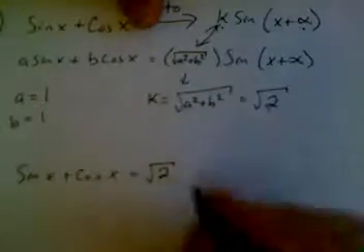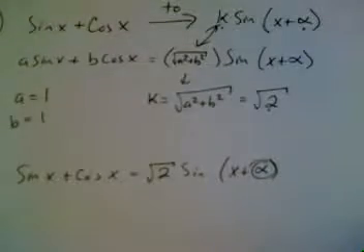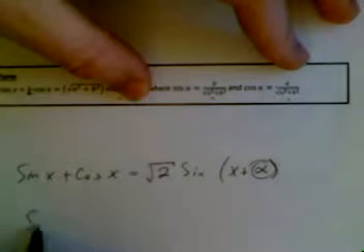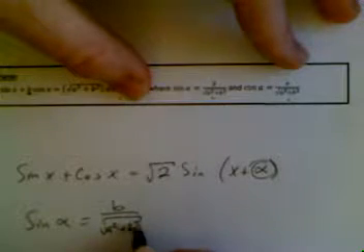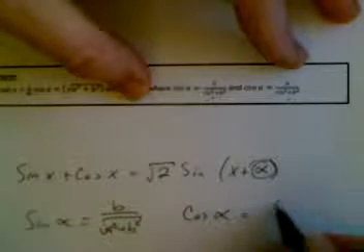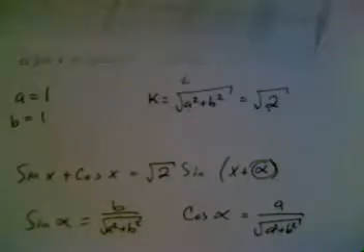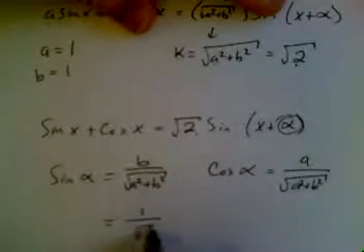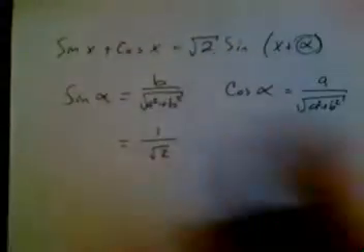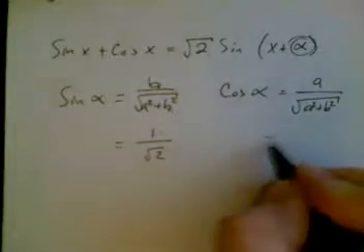The next thing I have to do is determine what this alpha is. Let me look at my formula again, and I'm going to write down what they gave me. They gave me that the sine of alpha is supposed to be equal to b divided by the square root of a squared plus b squared. Likewise, the cosine of alpha is supposed to be equal to a over the square root of a squared plus b squared. So, with that being said, what should the sine of alpha be equal to? Well, 1 divided by radical 2, yes? Again, plugging in b as 1, and this being radical 2. What's cosine of alpha equal to?